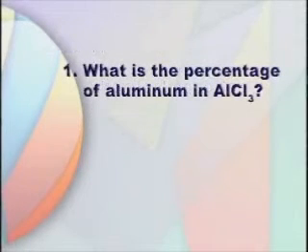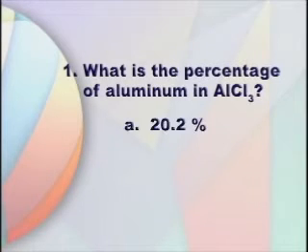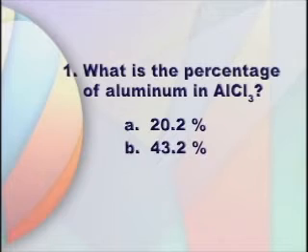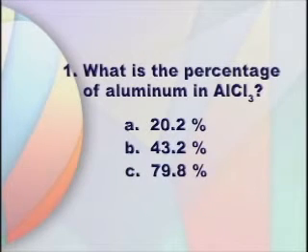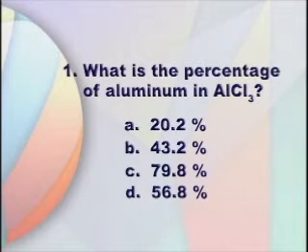Make sure you have your math hat on as you answer question 1. What is the percentage of aluminum in aluminum chloride? A. 20.2%, B. 43.2%, C. 79.8%, D. 56.8%.